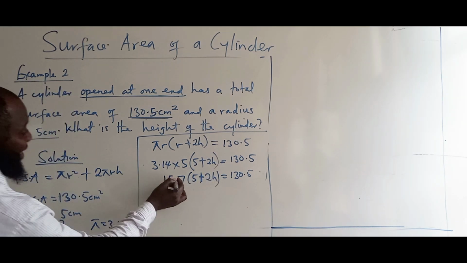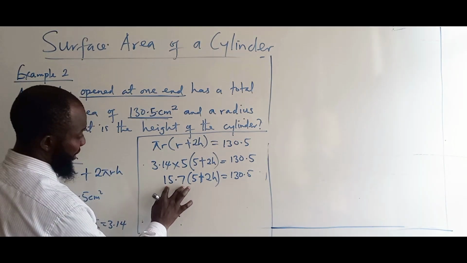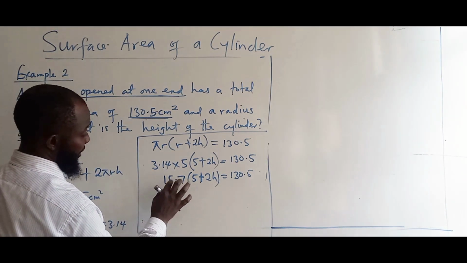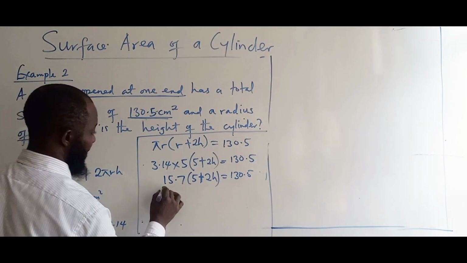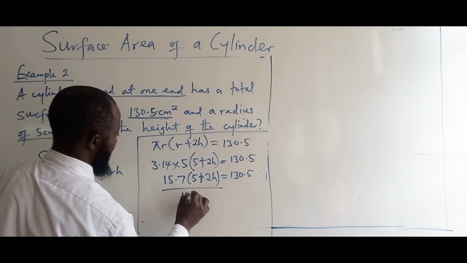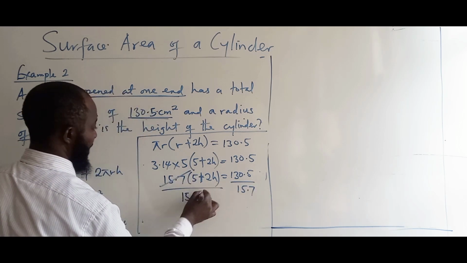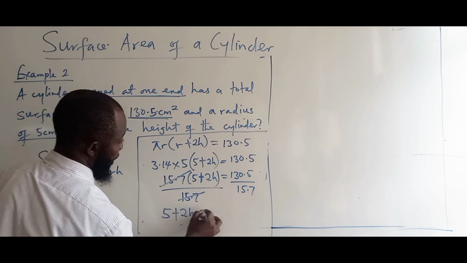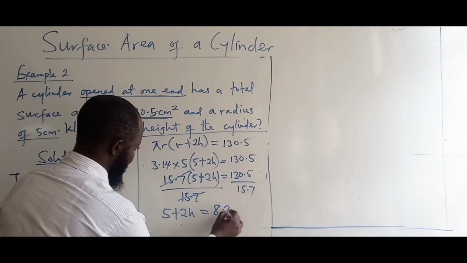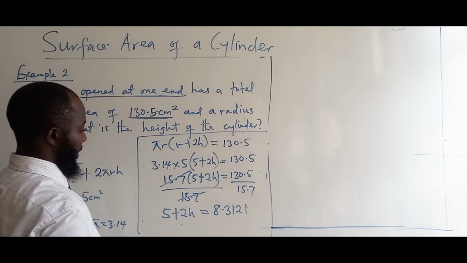The first thing is to remove the bracket, and you can do it in two ways. Either use 15.7 to multiply 5 and multiply 2h, or you divide both sides by 15.7. So 15.7 cancels 15.7. You should have 5 plus 2h equals 8.3121.